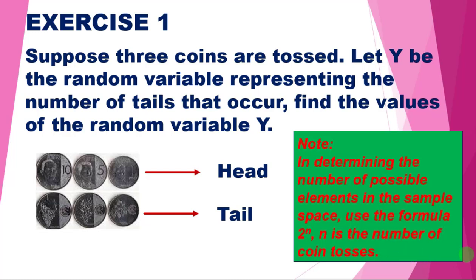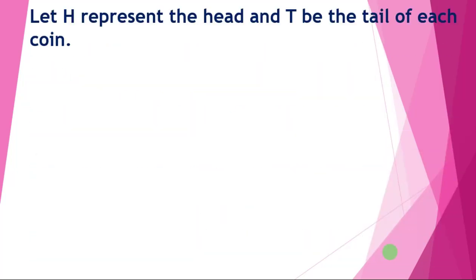This particular part of the learning activity video is very important for you, the concepts and how to generate the elements in a sample space of a certain experiment. So please listen carefully, and I hope that you put your heart and mind in understanding this kind of learning activity video. Moving on, we let H represent the head and T be the tail of each coin.